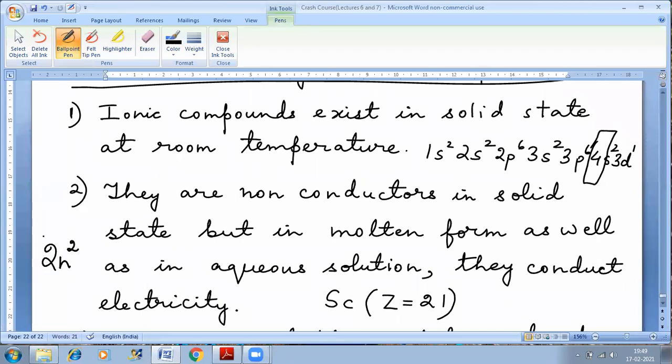Yes, sir. If you find out the value of 2n square for the third shell, what is the value? 18. Exactly. So 18 is the maximum capacity of the third shell. Similarly, what is the maximum capacity for the fourth shell?